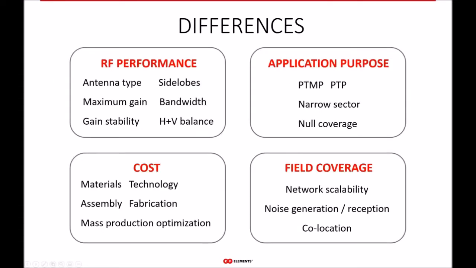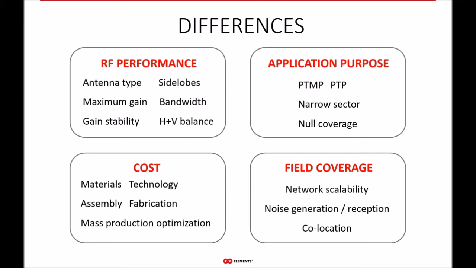Because horns are based on waveguide technology and patch arrays on PCB technology, there are fundamental differences between them. Although both types of antennas are used for the same job, the physics of their operation differ quite a lot. This results in different factors influencing the side lobe level, stability of the radiation pattern, or collocation capabilities.